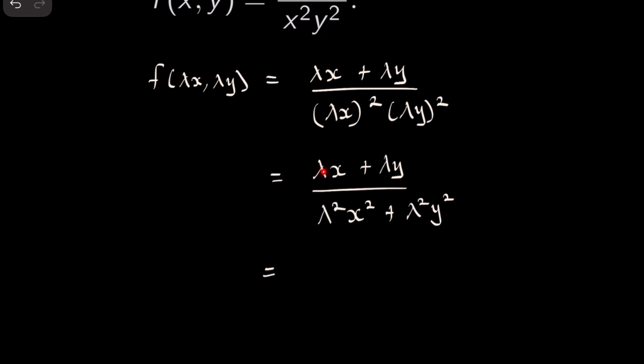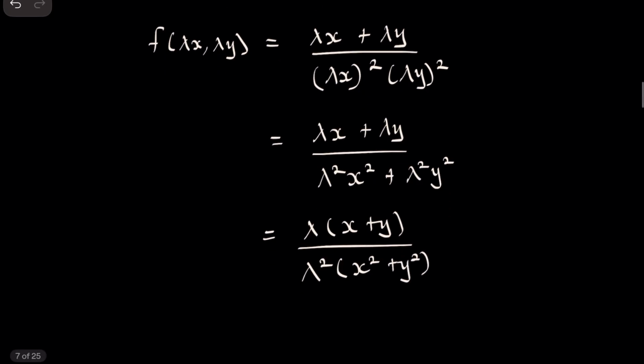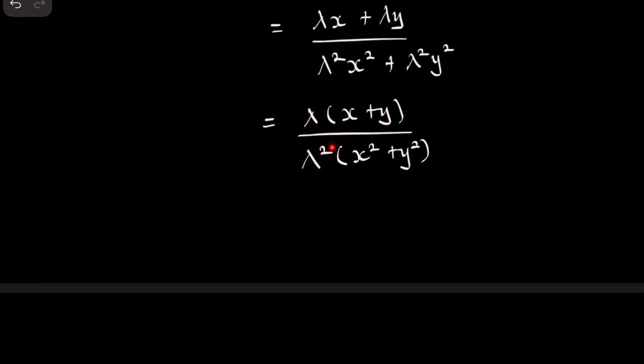From the numerator, we can factor out lambda, which gives lambda times x plus y. And from the denominator, we can factor out lambda squared, so we have lambda squared times x squared plus y squared. This lambda will cancel out one of these lambdas.